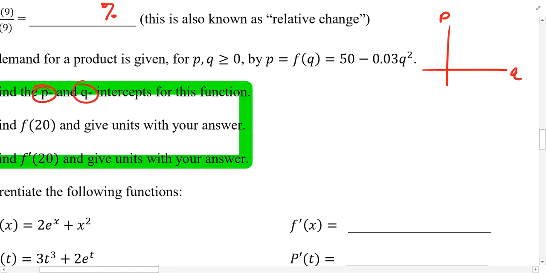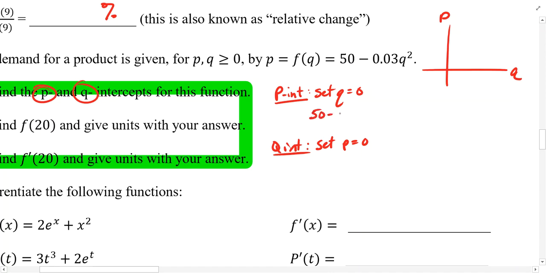When we look for a p-intercept, much like we would when we're looking for a y-intercept, we would set q equal to 0. So if you're looking for a p-intercept, set q equal to 0. And when you're looking for a q-intercept, then set p equal to 0. And so in the equation, we're looking for the p-intercept, which we don't know what that is. So we'll set q equal to 0.